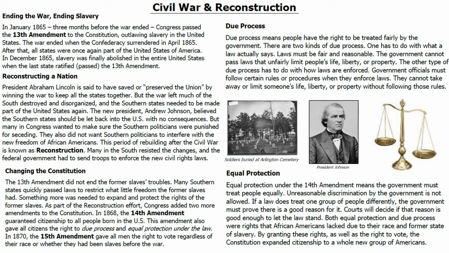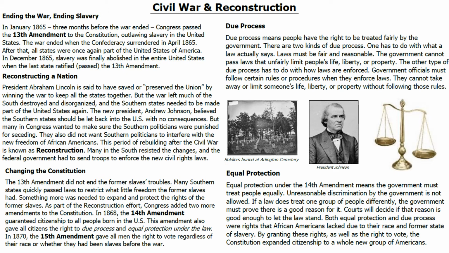Equal protection. Equal protection under the 14th Amendment means the government must treat people equally. Unreasonable discrimination by the government is not allowed. If a law does treat one group of people differently, the government must prove there's a good reason for it. Courts will decide if that reason is good enough to let the law stand.